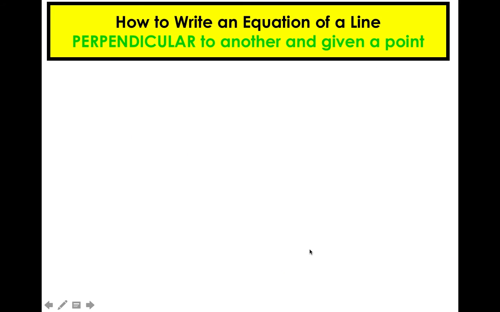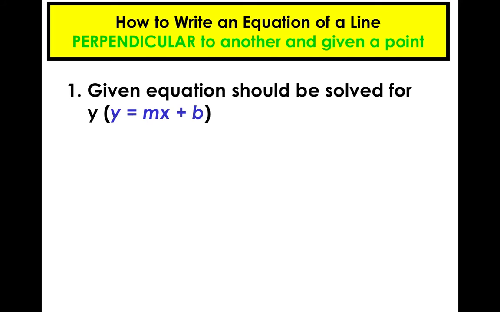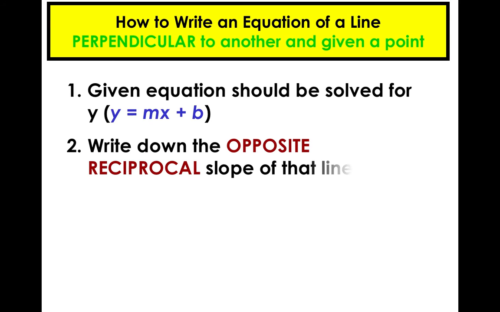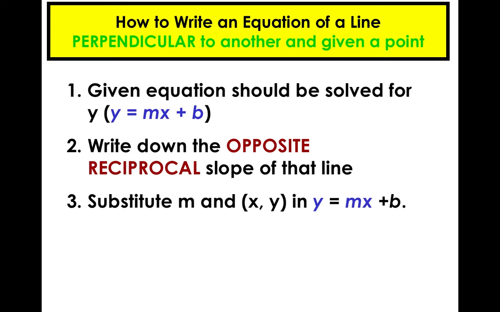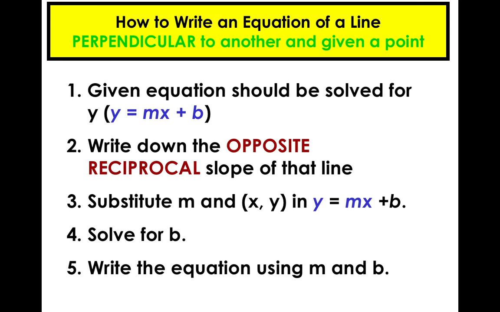So how do we write an equation of a line that's perpendicular to another and passes through a given point? So this is starting number 7. The first thing we need to do once again is make sure that it's in slope-intercept form. Second thing, write down the opposite reciprocal of the slope of the line that you found. Third thing, substitute m, x, and y in y equals mx plus b. Fourth thing, we're going to solve for b. Fifth thing, we're going to write down the equation using m and b.